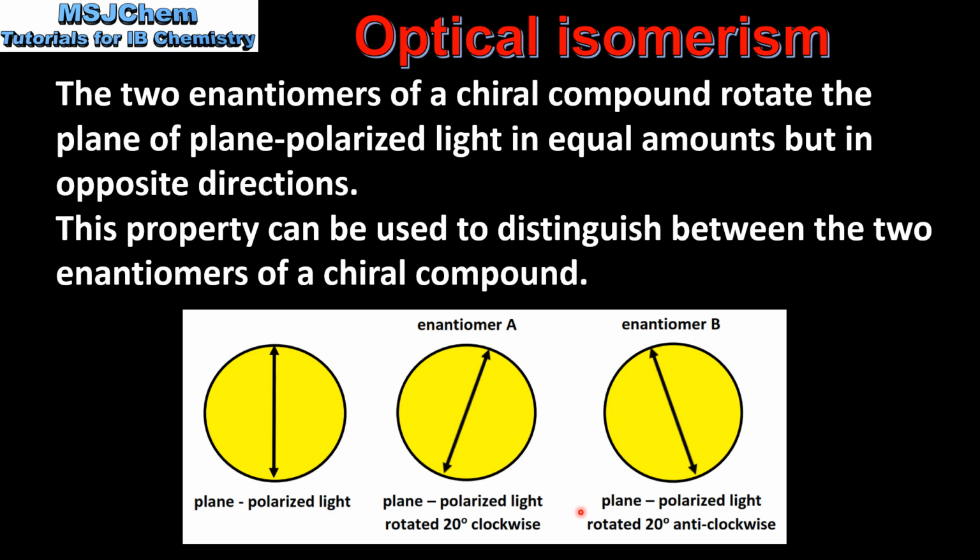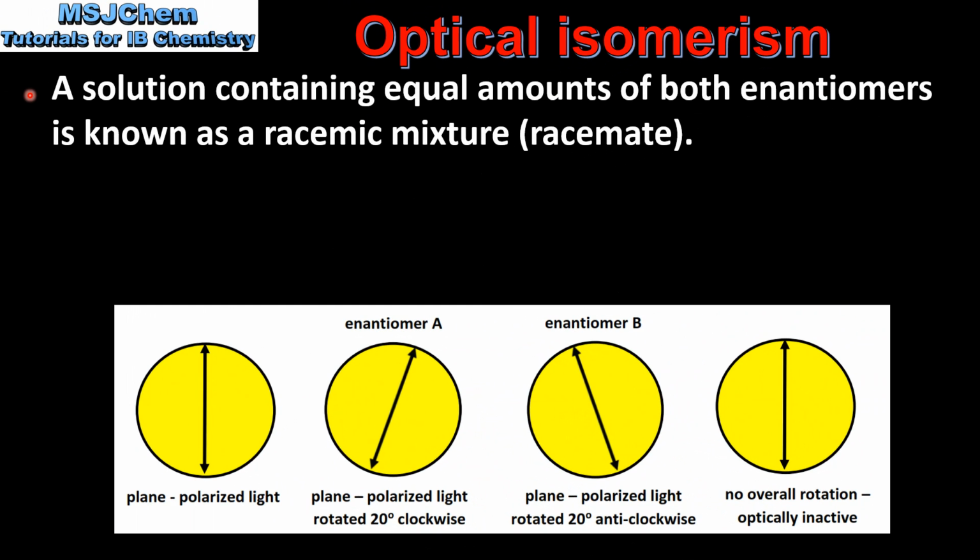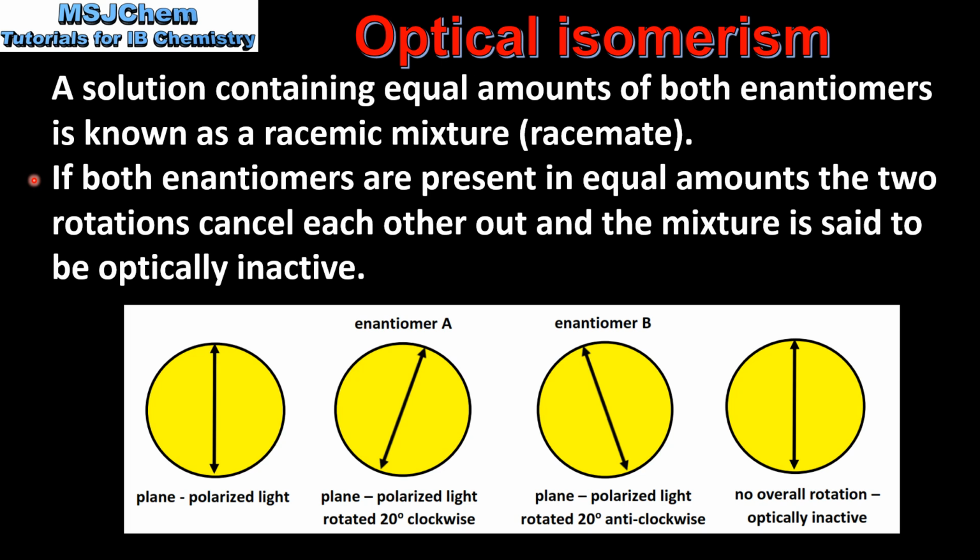A solution containing equal amounts of both enantiomers is known as a racemic mixture or a racemate. If both enantiomers are present in equal amounts, the two rotations cancel each other out and the mixture is said to be optically inactive.